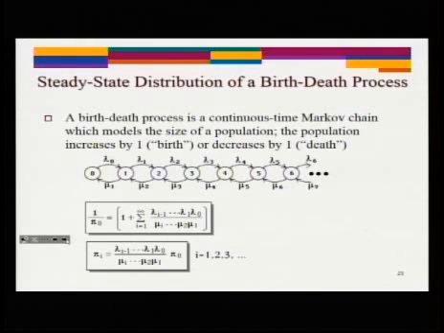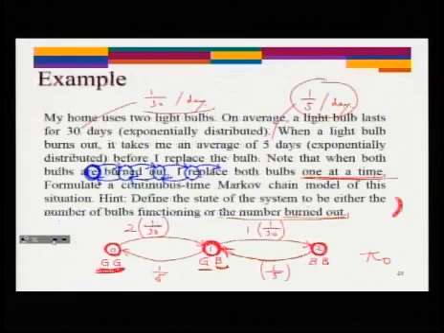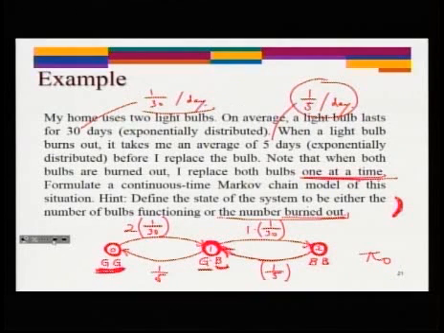And for the birth-death process, the steady state distribution would be determined by solving these equations. I want to refer to our textbook. I believe they've derived these formulations. So for the birth-death process, we're going to use these formulas to determine steady-state probabilities. So let's use the example that we just talked about to derive those two formulas.